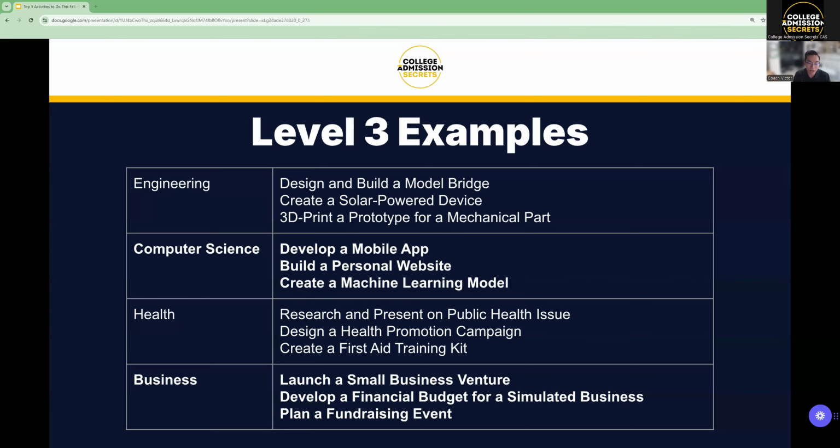By having a project, something you worked on that shows that skill, it tells me as an admissions reviewer that this person knows and wants this particular major. So try to think about the specific skill sets used for that major and how you can practice them within a project. The third thing is for health: researching and presenting on public health issues, designing a health promotion campaign, or creating a first aid training kit.